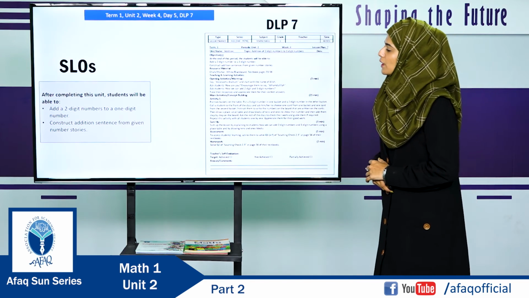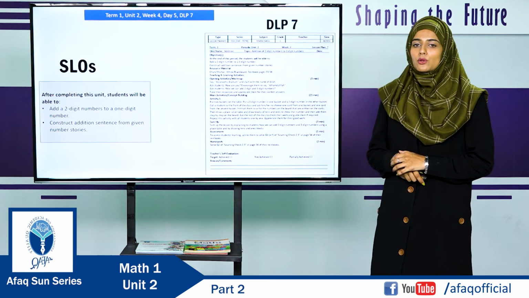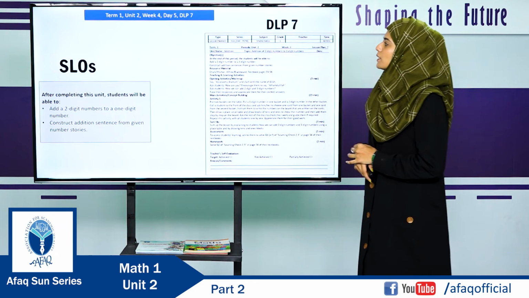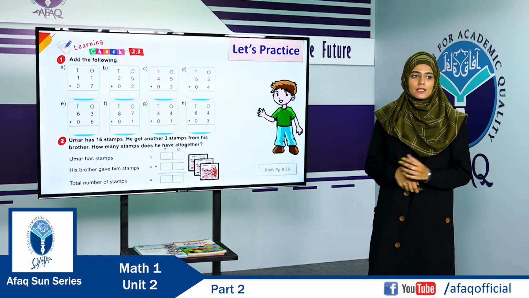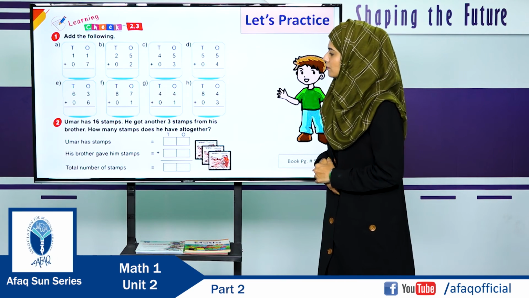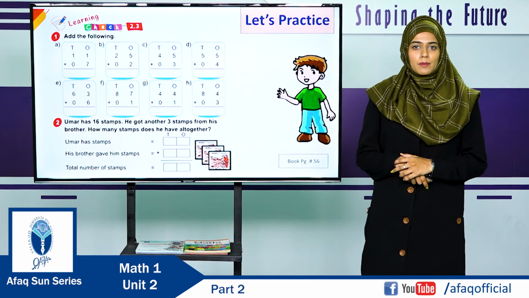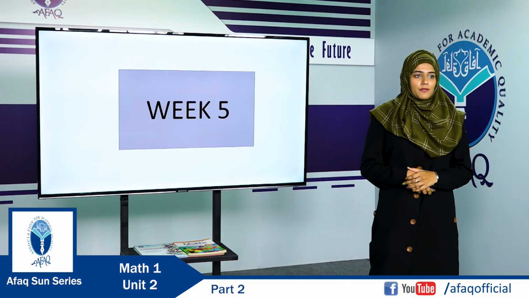In this SLO, we are going to add a 2-digit number to a 1-digit number. To cover this, the methodology has been provided in DLP 7, which falls in Term 1, Unit 2, Week 4 of Day 5. On page number 56, we have the addition sums here. So students, you have to solve these sums on your own on the basis of the methodology we discussed in the previous lecture.